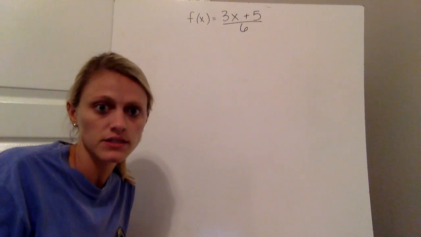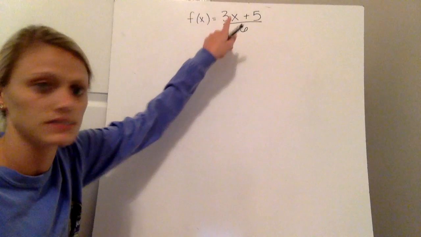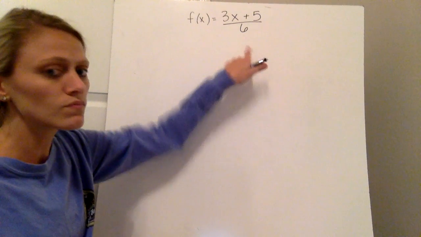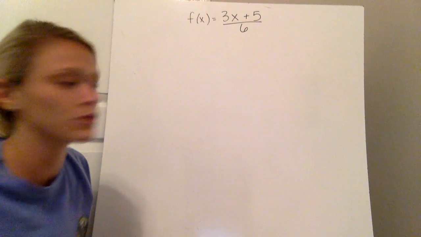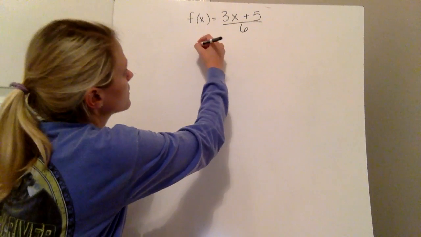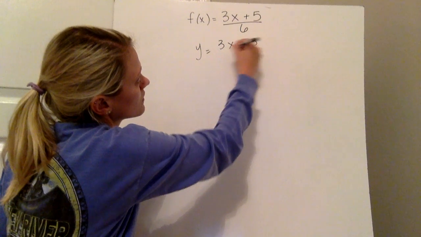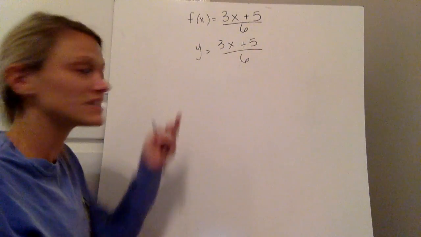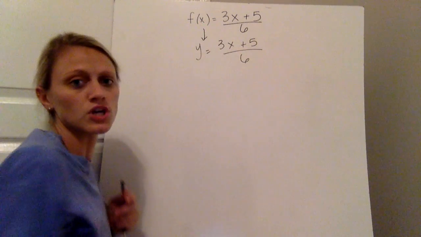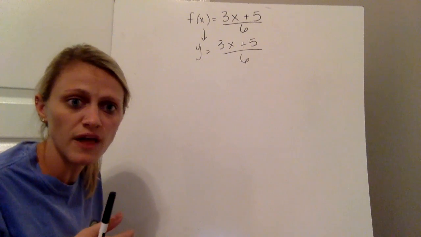So we started with the second example on your linear inverses paper, and now we're looking at the first example. f of x equals 3x plus 5 divided by 6. Remember, first thing you can do here is instead of having an f of x, have a y. All I did was turn the f of x into a y. Now remember, for our inverses, we've got to flip-flop the x and the y.